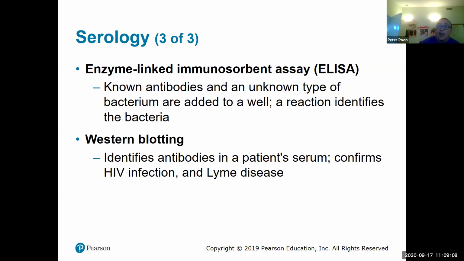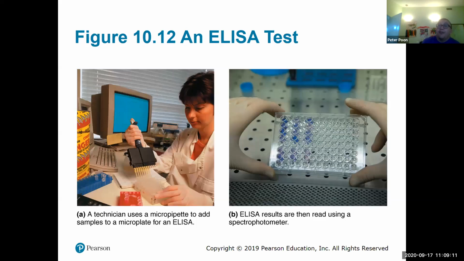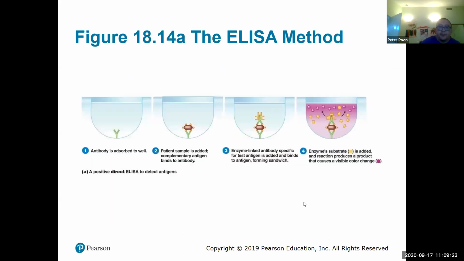ELISAs. One of the most common tests to test for bacteria, and eventually COVID-19 and such, are ELISAs. Here's the ELISA method. You have an antibody. That antibody is designed to attach to a specific bacteria. So say, anthrax. I dump in the anthrax. The anthrax will react to the antibody, so it will stay at the bottom of the well. If I dump in another different bacteria, that bacteria won't stay there. So when you wash it, it'll fall off.